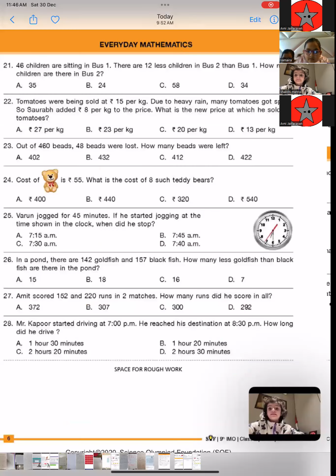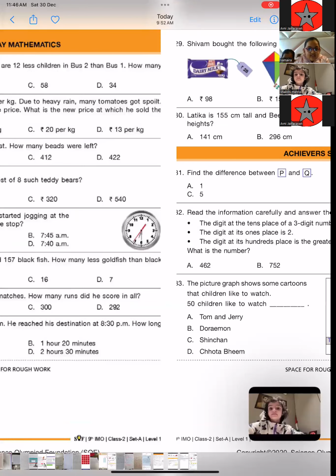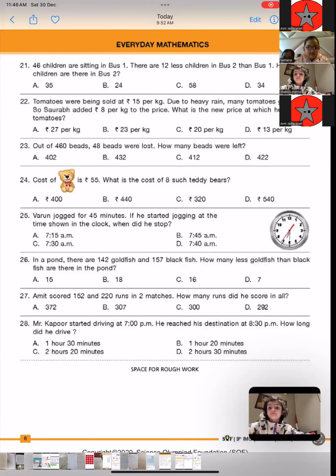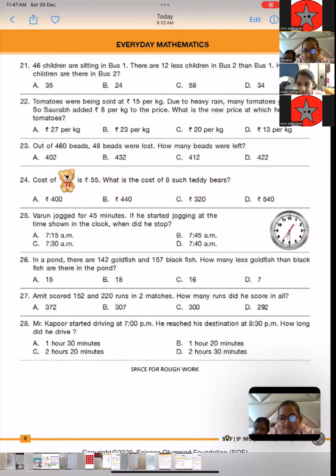In the Olympiad, you're going to get a couple of questions, I think 10 questions, on story problems. So read the question and solve them. Question number 21. 46 children are sitting in bus 1. There are 12 fewer children in bus 2 than bus 1. How many children are there in bus 2? Give me the answer. 34. Option D.